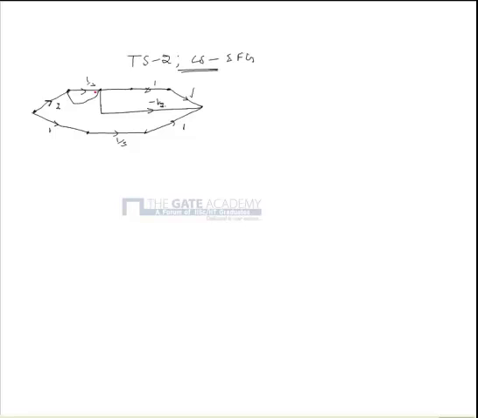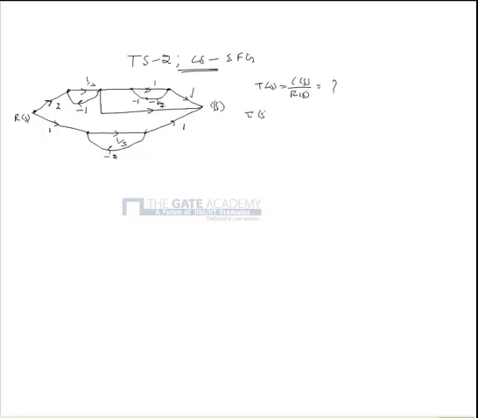The signal flow graph has three loops, which has loop gains of minus 1 by s, minus 1 by s, and minus 2 by s. If R of s is input and C of s is output, we have to find the transfer function relating input and output.